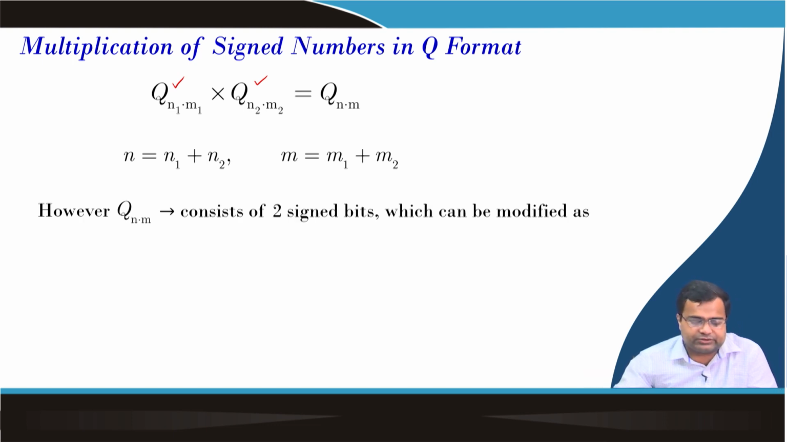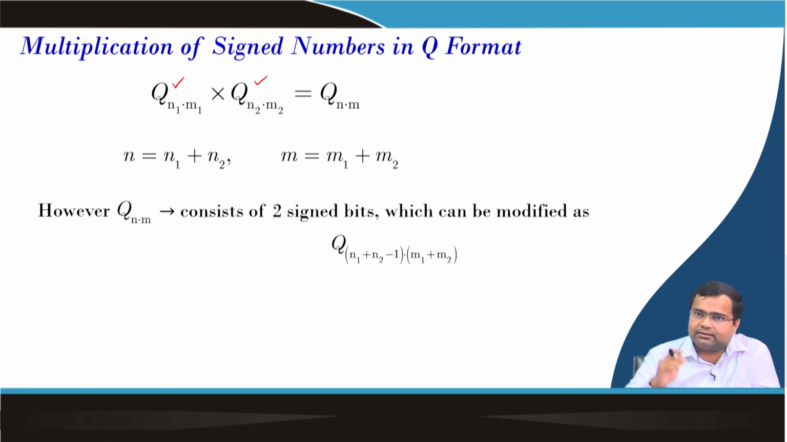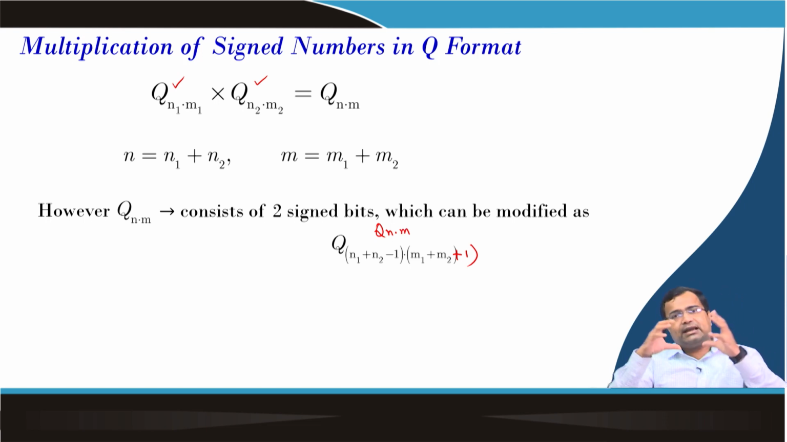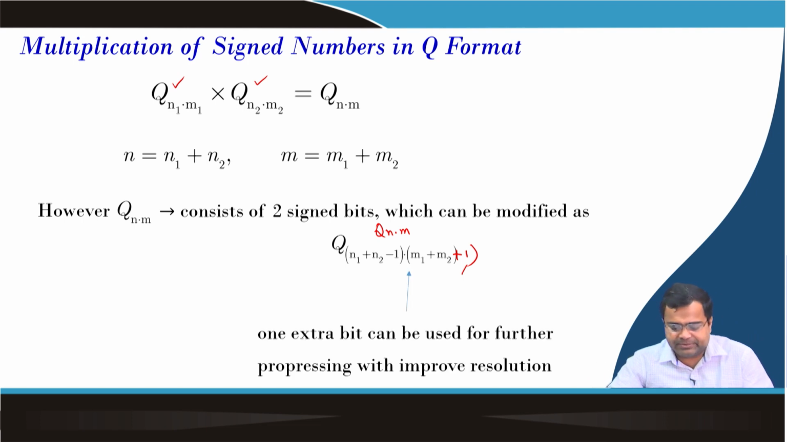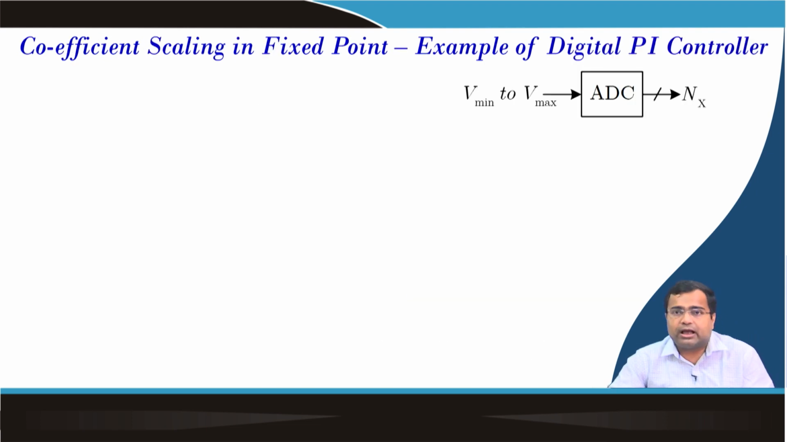That means the result consists of two sign bits. So I can eliminate one sign bit, do just a shift, and pad the LSB with 0, so that it is plus 1 in order to keep the same Qn.m format. The data size will remain the same and the value will remain the same, but you are giving an extra headroom at the LSB, so that when you do the next operation, this extra headroom can be used for final resolution. This is a sign bit, so you can discard it, and the extra bits can be used for further processing at higher resolution.